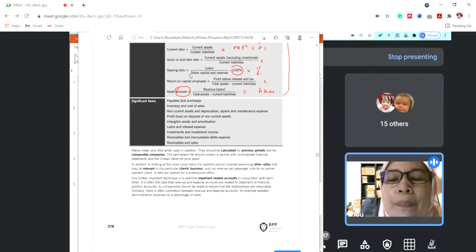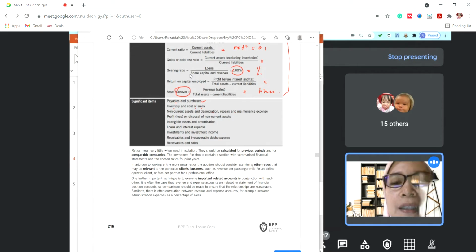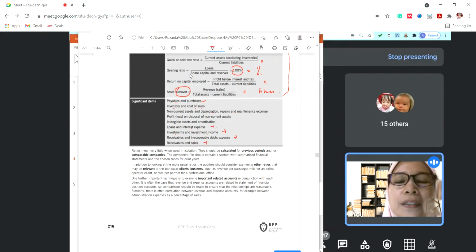Okay, if you talk about payables, they come with purchases. Payables have a relationship with the purchase. Inventory normally relates with the cost of sales. NCA relates with depreciation and repairs and maintenance. Profit or loss on disposal, okay, on the non-current asset. Intangible asset and amortization. Loans and interest, investment and investment income. Receivable and irrecoverable debt, and receivable and sales. So these are the patterns of relationship.